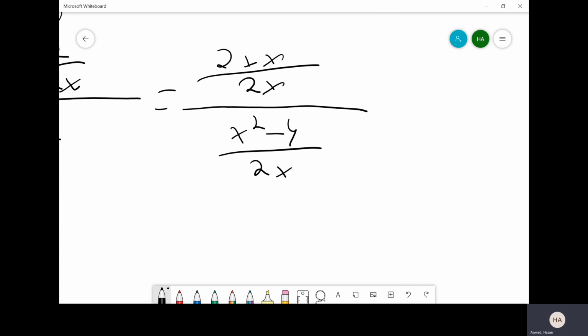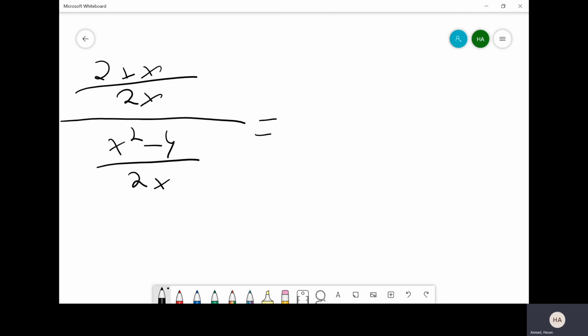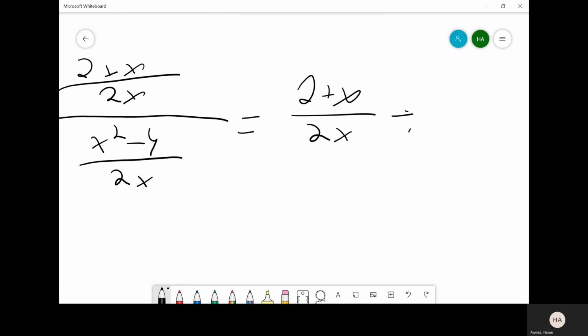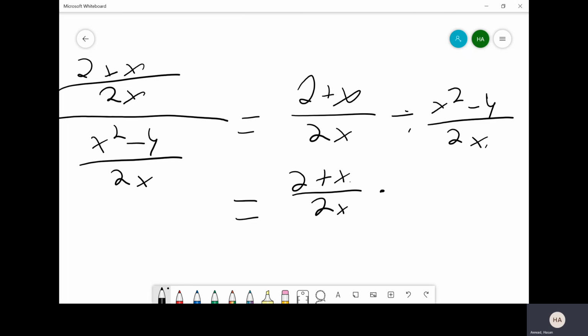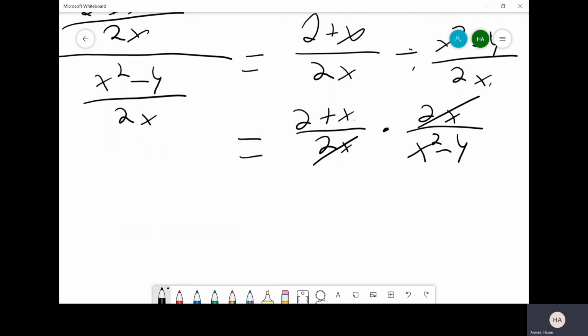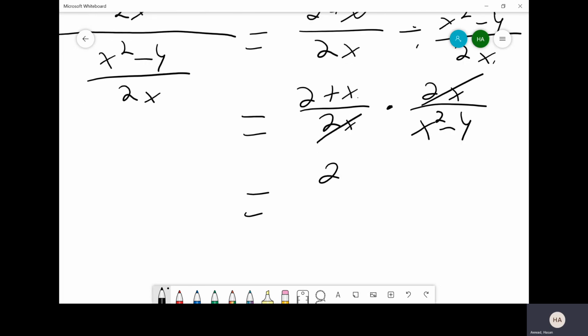But I want to really reinforce the keep, change, flip here. So this is the same thing as 2 plus x over 2x divided by x squared minus 4 all over 2x, right? And keep, change, flip. What does that mean? That means we're going to keep the first fraction the same, so 2 plus x all over 2x. We're going to change the divisor to a multiplication, and we're going to flip the other one, so 2x over x squared minus 4. And we see here, oh, 2x and 2x are going to cancel out, right? We have 2x in the denominator, 2x in the numerator. They're gone. So we are left with 2 plus x over x squared minus 4.